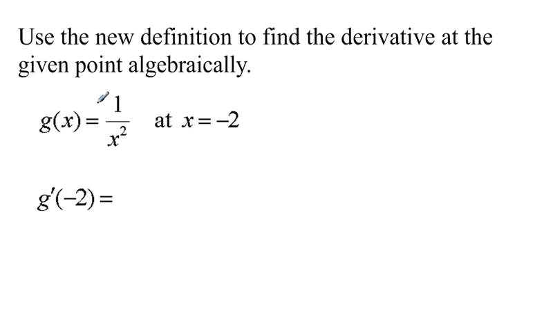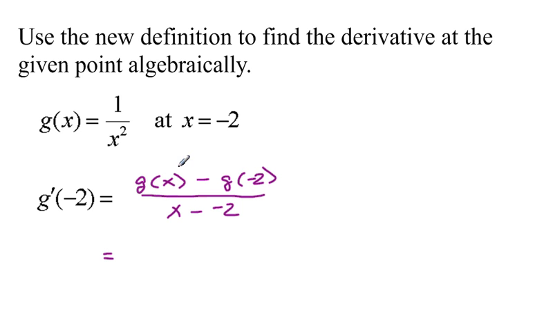In this case, we're finding g prime at negative 2. So this time we're going to do g of x, not f of x, minus g of negative 2 all over x minus negative 2. Remember, the general form was f of x minus f of a, and x minus a. So when we have a negative, we end up with those two negatives. All right, let's carry on.